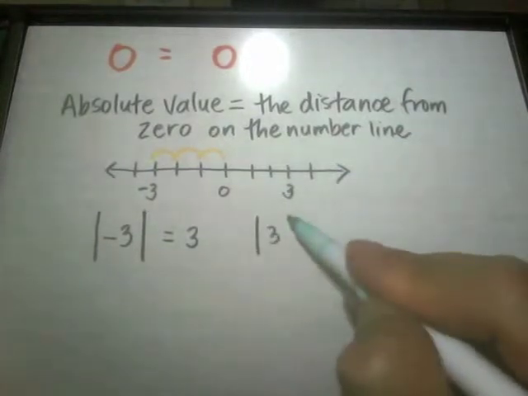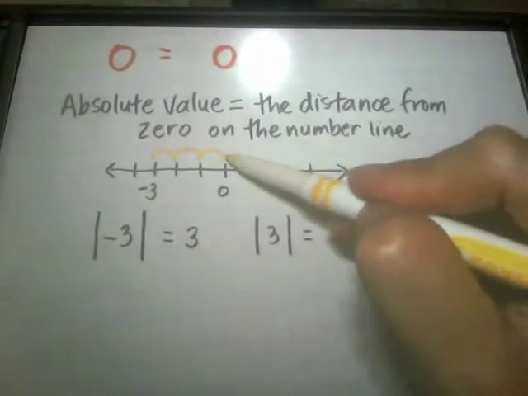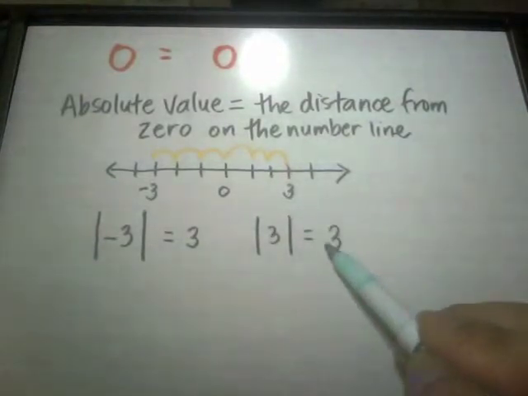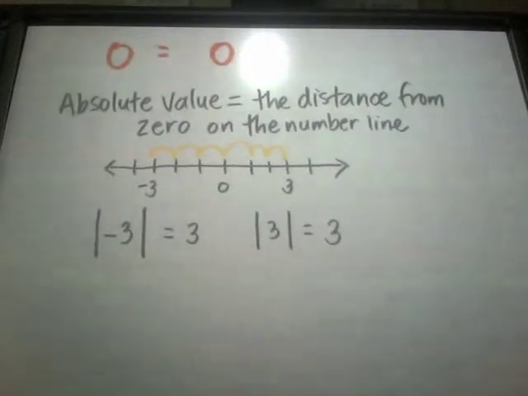What about the absolute value of 3? And again, absolute value means how many spaces from 0. Rebecca? 3. Also 3. So make sure that you remember the difference. Absolute value is not the opposite. Absolute value is always positive.